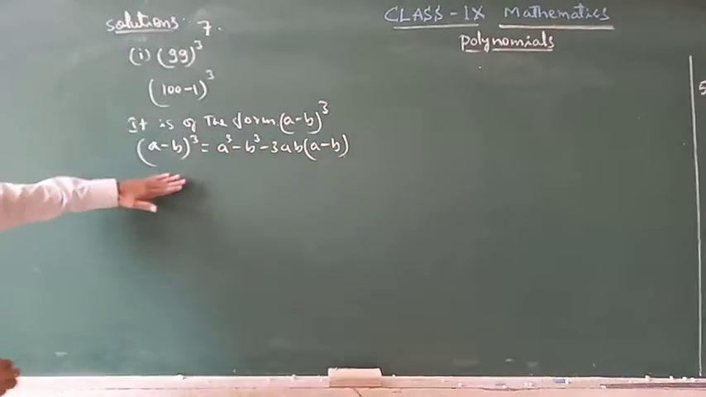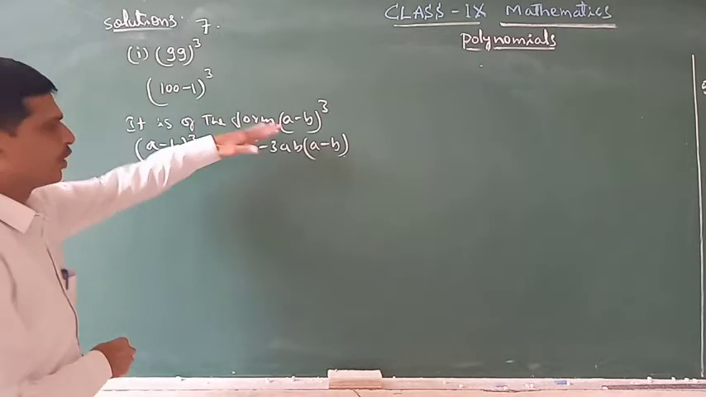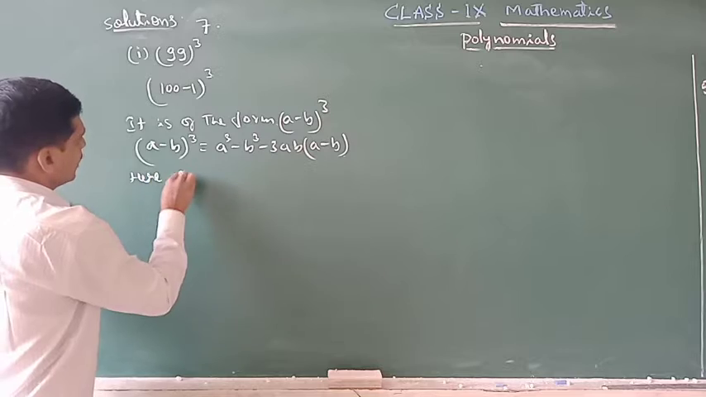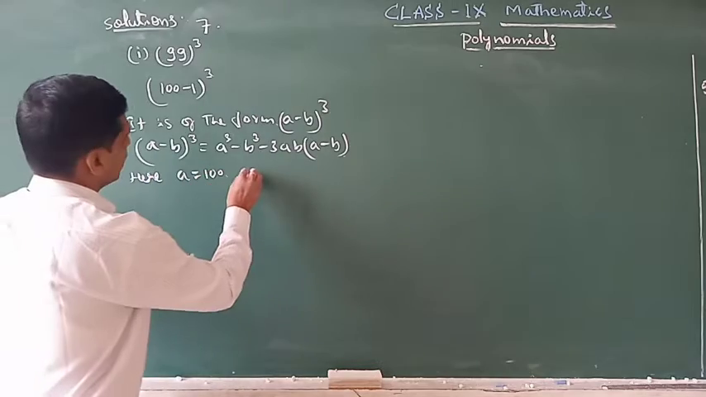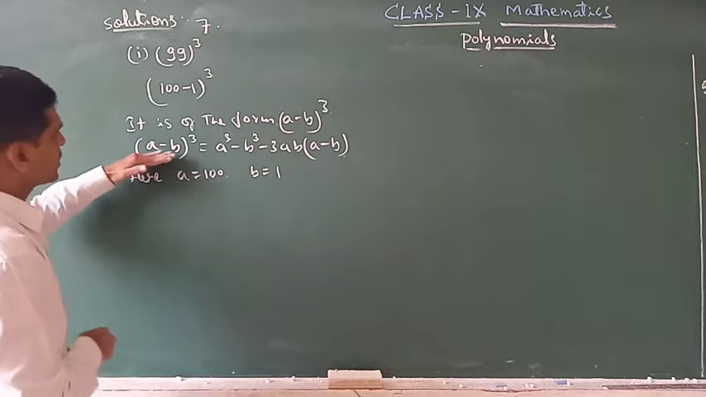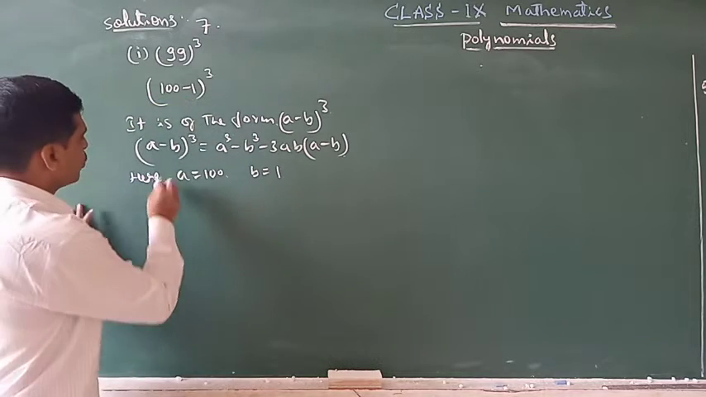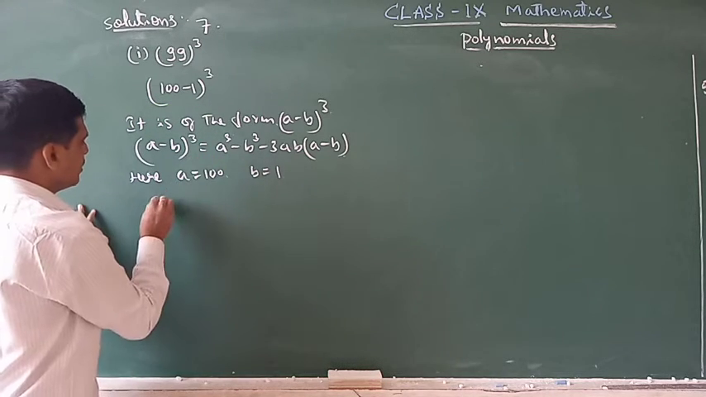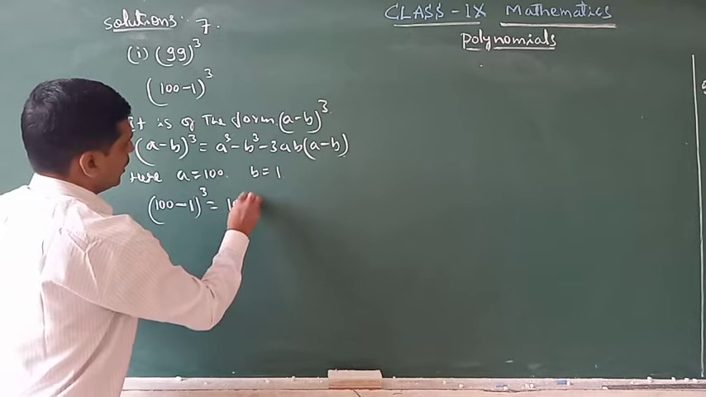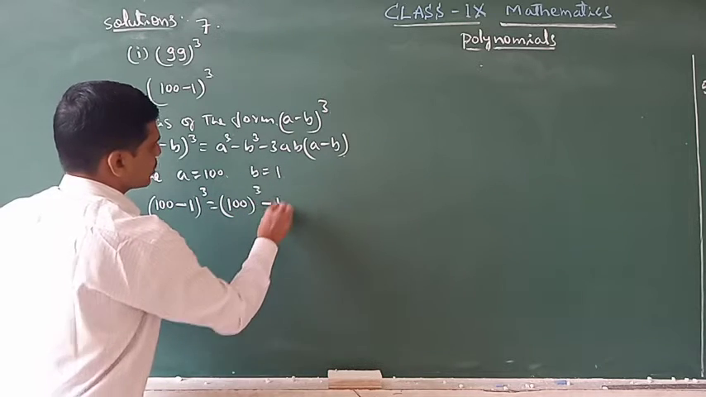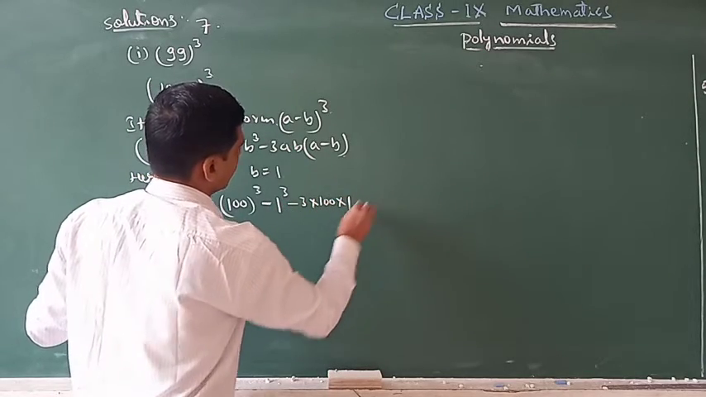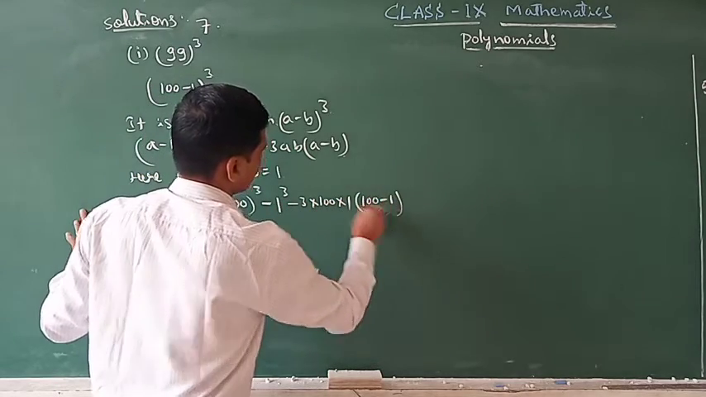Okay, so before this we know (a plus b) whole cube, now it is (a minus b) whole cube. Here a is equal to 100 and b is equal to 1 according to the question. I just compared this one as this one. So now substitute these a, b values in this identity: (100 minus 1) whole cube is equal to 100 cube minus 1 cube minus 3 into 100 into 1 into (100 minus 1).